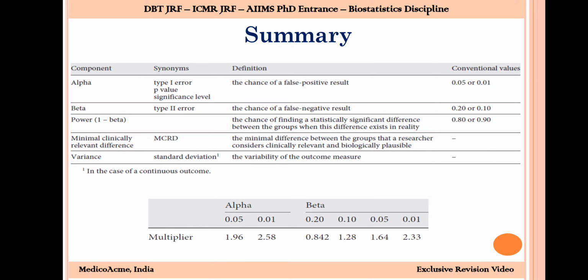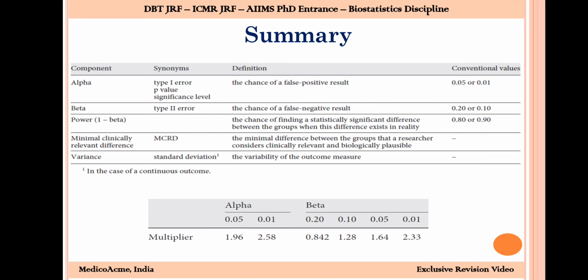So variance is not a synonym of standard deviation, but it is basically what you all have learned. It is the square of standard deviation. Variance is evaluated from the standard deviation, and it is the variability of the outcome measures, in the case of a continuous outcome, so it is written for the standard deviation.